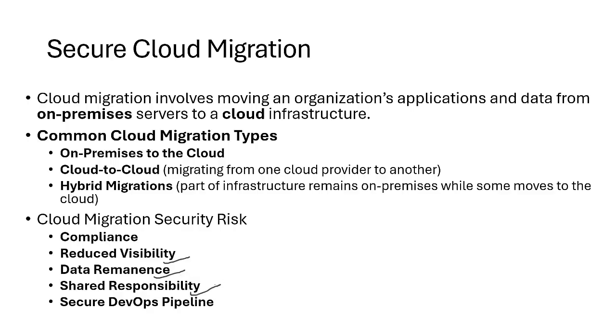Then we have shared responsibility. The cloud service provider secures some layer of security, but the organization retains the responsibility of others. And secure DevOps pipeline. An attacker may target the development and deployment process during a migration. We need to have proper continuous security checks and automated testing, which basically reduce the vulnerabilities. So these are some of the practices that we follow.